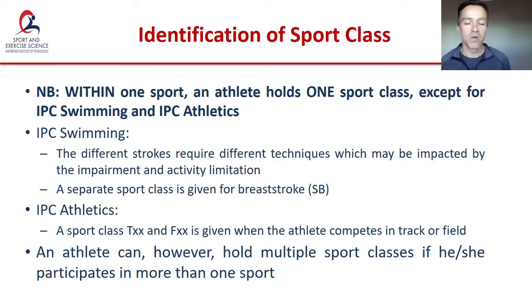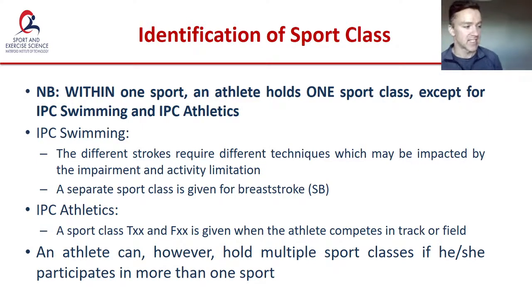Within most sports, athletes will hold one sport class, except for swimming and athletics. In swimming, as we mentioned, the different strokes have different technique requirements, which may mean that the athlete's impairment might affect them differently, moving from one stroke to the other. So a separate class is given for breaststroke, and you might have one athlete who has one classification for breaststroke and a different classification for freestyle.